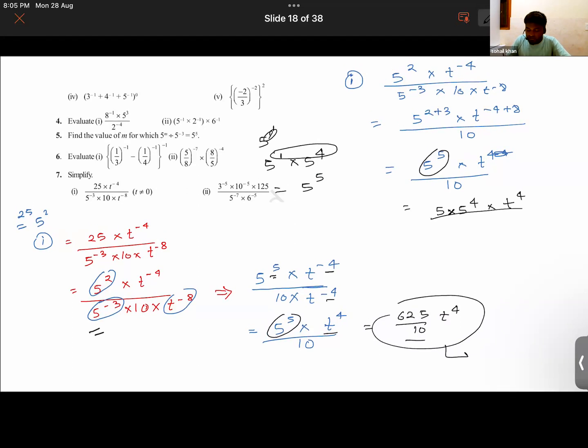Now we could have written 10 as 2 into 5. As I said, with what value will you be cancelling if you have only 2 or 5 here. So now we have got 5 raised to the power 1 and 5 raised to the power 1 here as well.